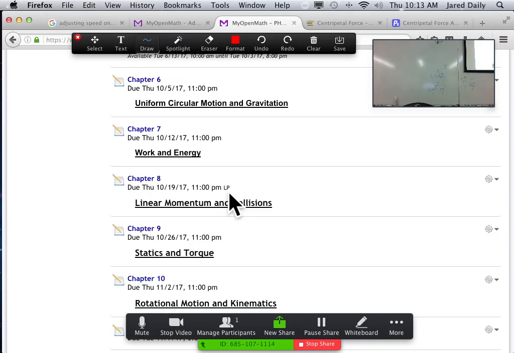What matters, according to Newton, is mass 1 times mass 2 divided by r squared. This is Newton's gravitational force equation. So, if the mass is bigger, does this number get bigger?